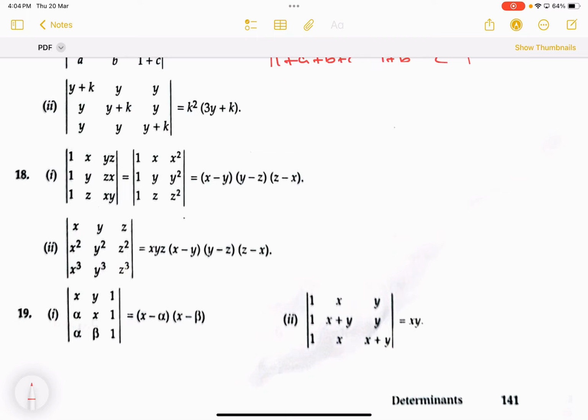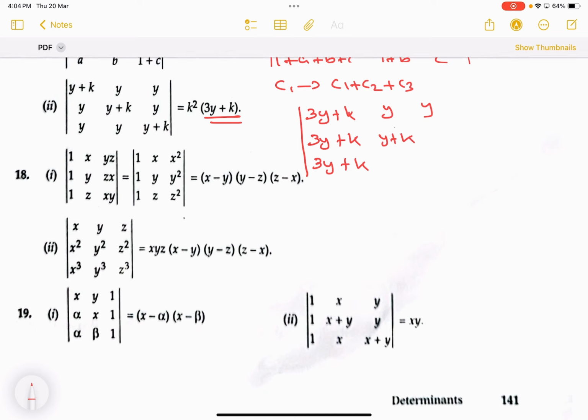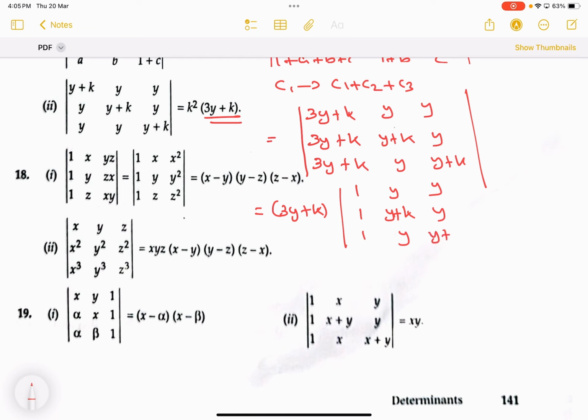Same like that, do column 1 as C1 plus C2 plus C3, because by adding all you will get 3y plus k, right? Y plus k plus y is 3y plus k. The next one also you are getting 3y plus k. The third also you are getting 3y plus k. So write the remaining like that. Now take the 3y plus k common out. It will become 1 y, 1 y plus k, 1 y plus k.